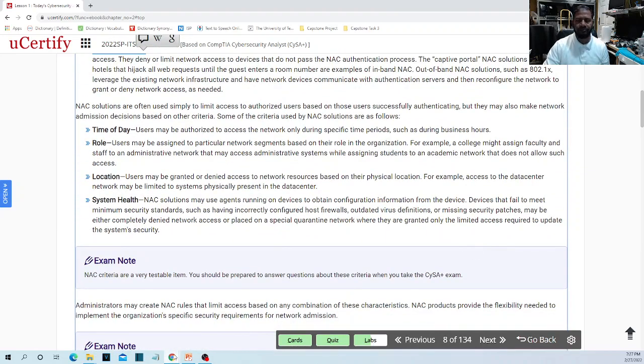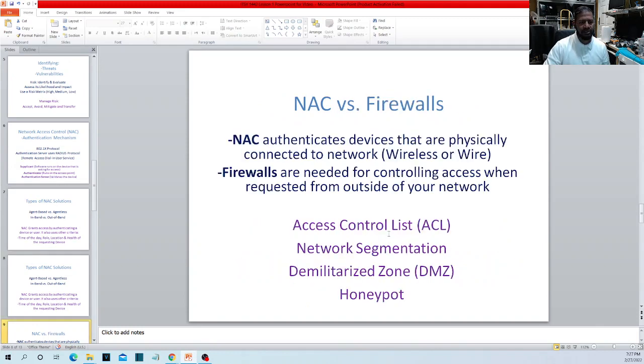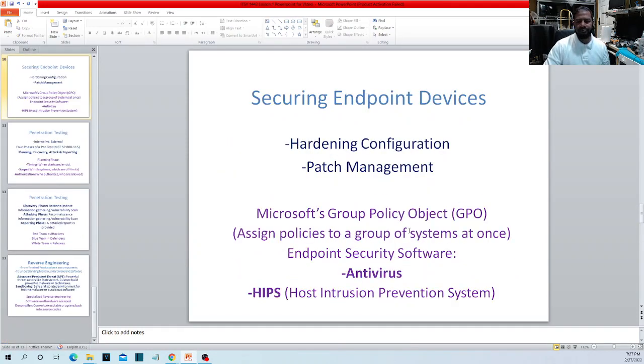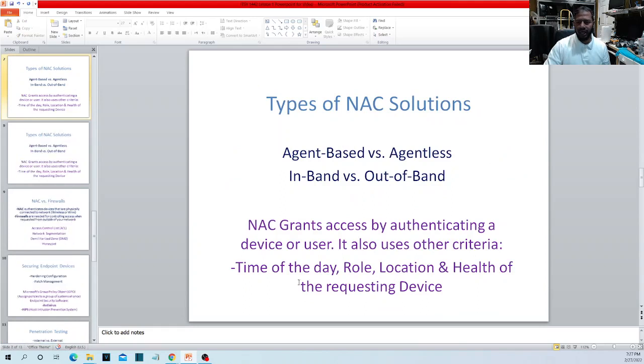And NAC uses many other mechanisms other than just passwords, many other criteria. Let's see if I have some of those. Okay, like time of the day. You can configure the NAC to allow users only at certain times.